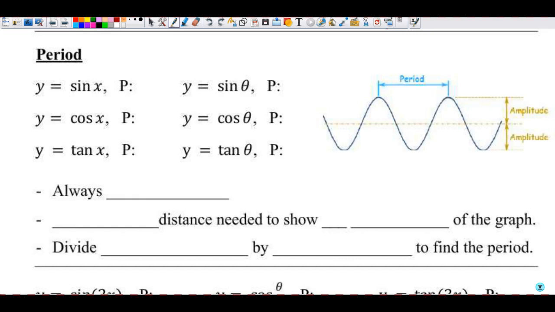So just for purposes of making things easier, if you see an x, that means we're going to use radians. And if you see theta, that means we're using degrees. But remember, that's not an official rule.